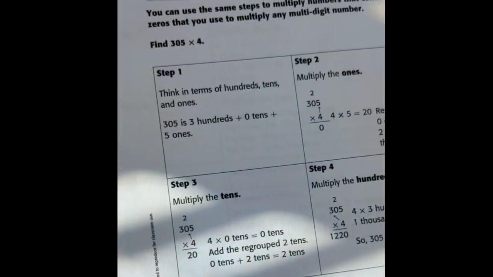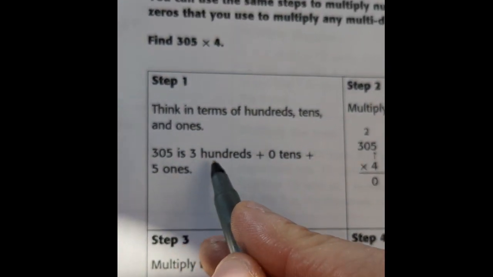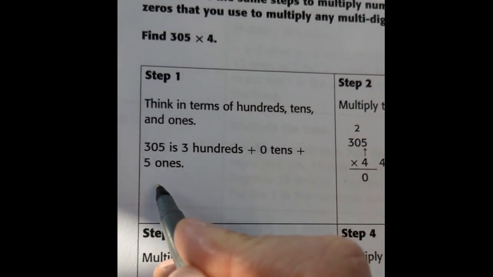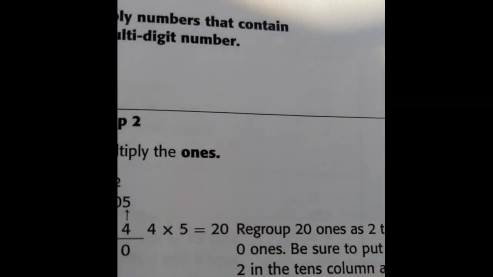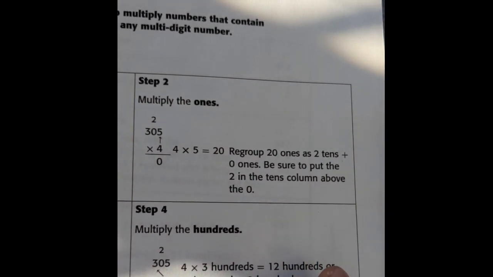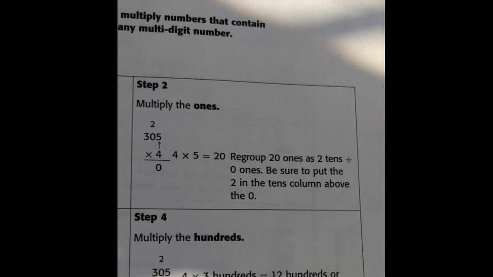So, multiplying across zeros. Step one, think in terms of hundreds, tens, and ones. So 305 is 3 hundreds and 0 tens and 5 ones, right? We know that. Then step two is you multiply the ones. This is looking a lot like the regular multi-digit multiplication we practiced in lesson 9.